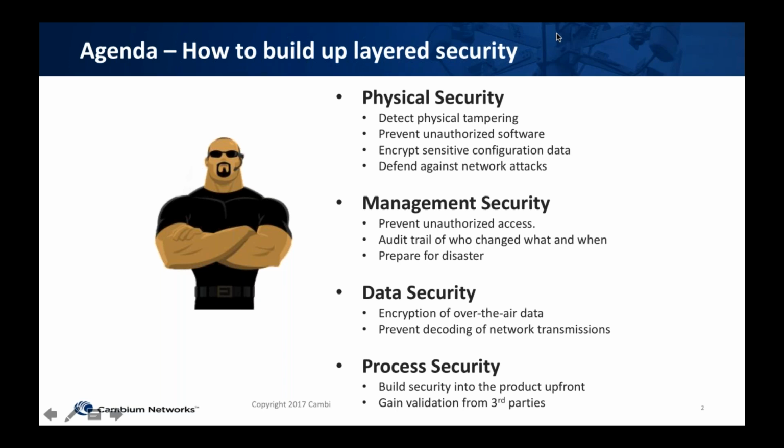So then data security, meaning the encryption of the over-the-air data. And I think that in Cambium, all our equipment supports over-the-air encryption, and it is the key thing that provides the security basis of your data that is sent over wireless. It prevents decoding of all your network transmissions. Again, the encryption helps to prevent all types of decoding of network transmission.